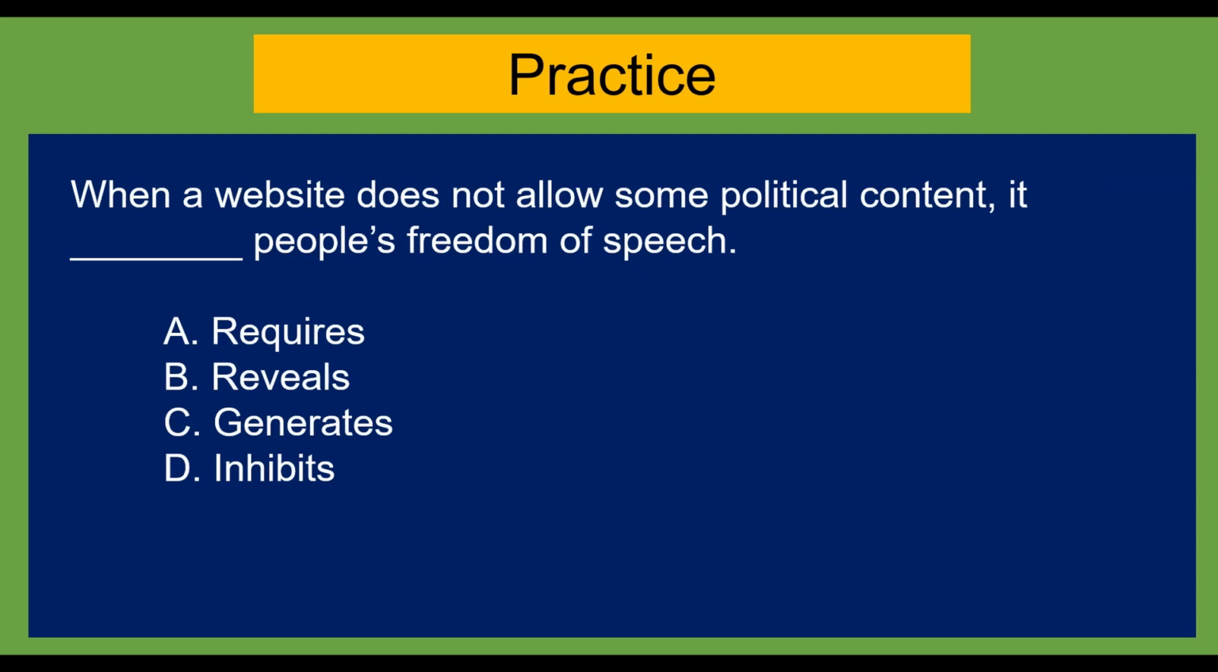When a website does not allow some political content, it people's freedom of speech. Requires, reveals, generates, inhibits. This one, we need a verb. All 4 choices are verbs. So focus on the meaning of the verbs in the choices. Okay, the correct answer here is letter D, inhibits. It prevents people from having freedom of speech.